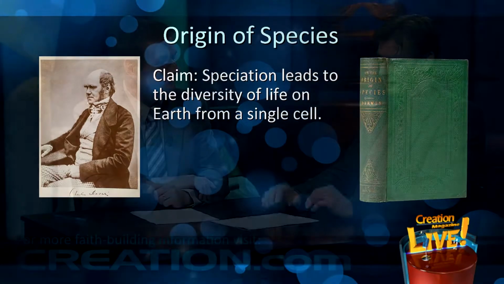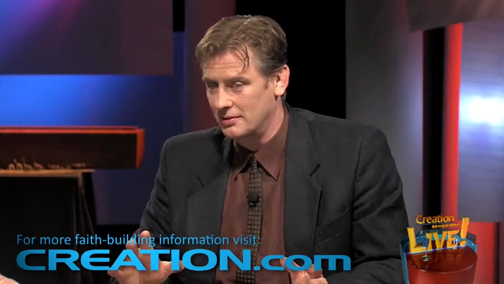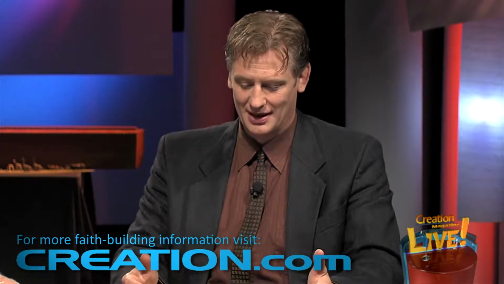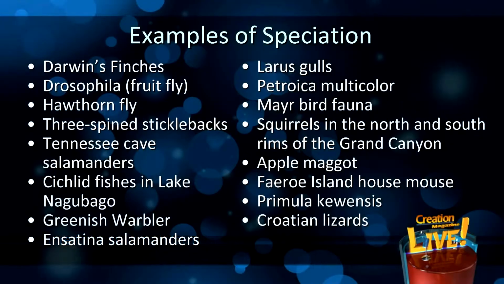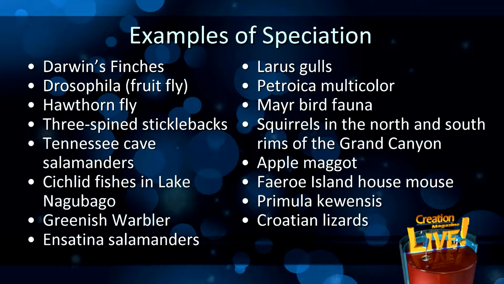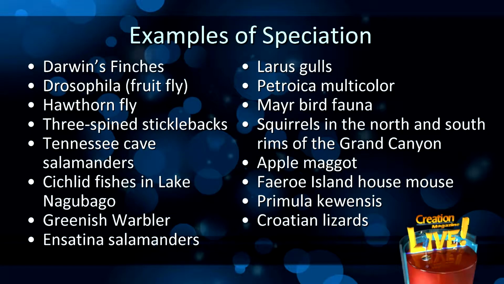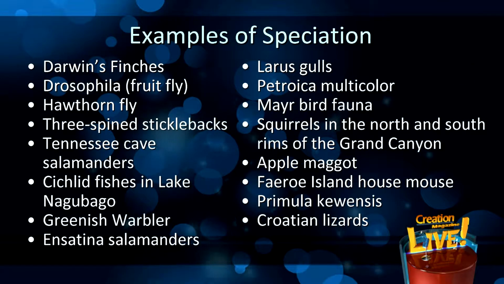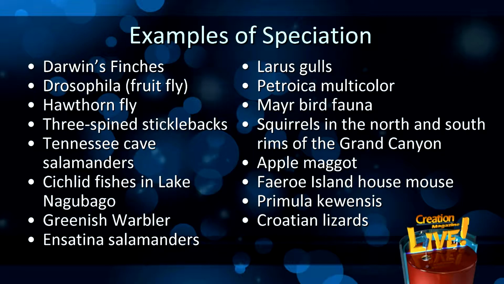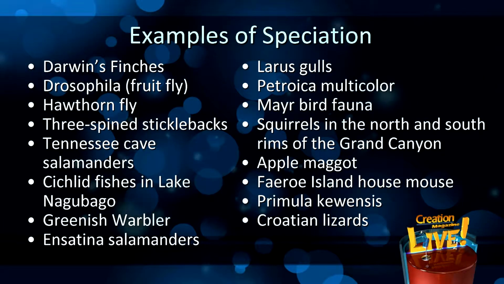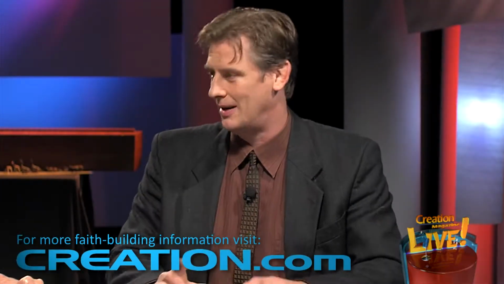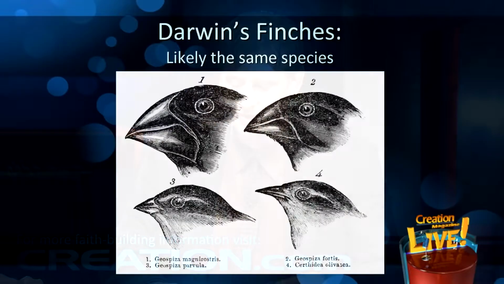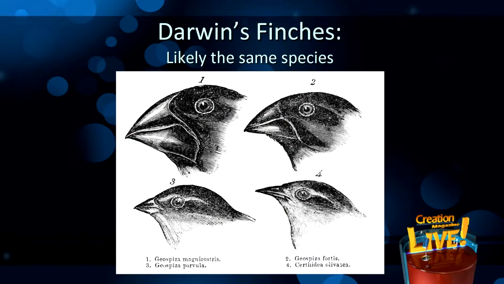Now, many evolutionists, when asked for the best evidence for evolution, will often give examples of speciation. For example, Darwin's finches. Of course, that's a popular one. Drosophila, fruit flies, the hawthorn fly, three-spined sticklebacks, Tennessee cave salamanders. And of course, there's all sorts of different examples that they would use, and this is speciation. Now, by the way, notice that these aren't all good examples of speciation. For example, Darwin's finches were probably the same species, even though they had different looks. But they'll bring up a list like that anyway.